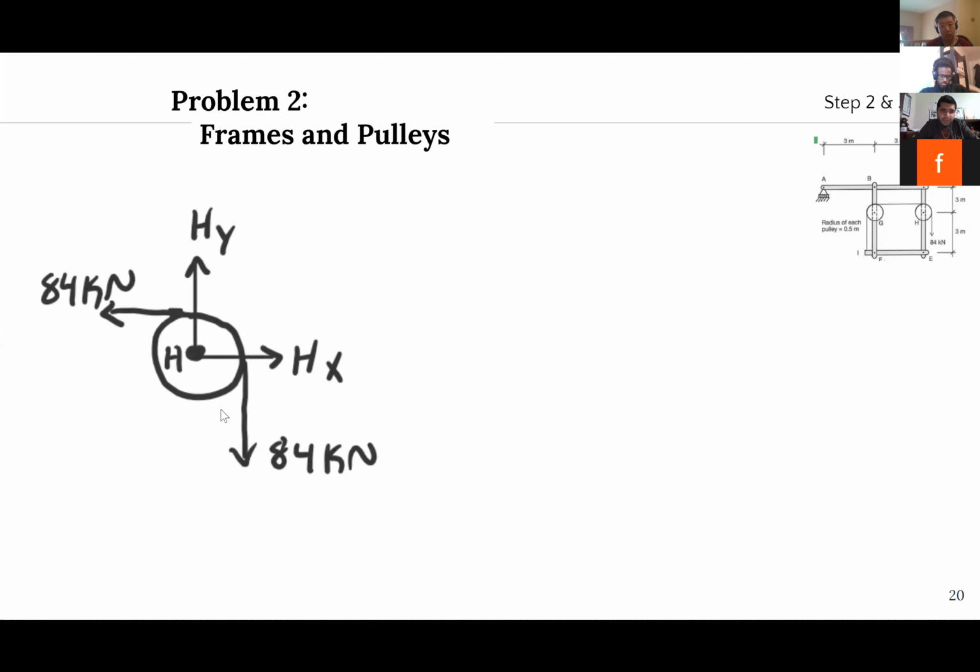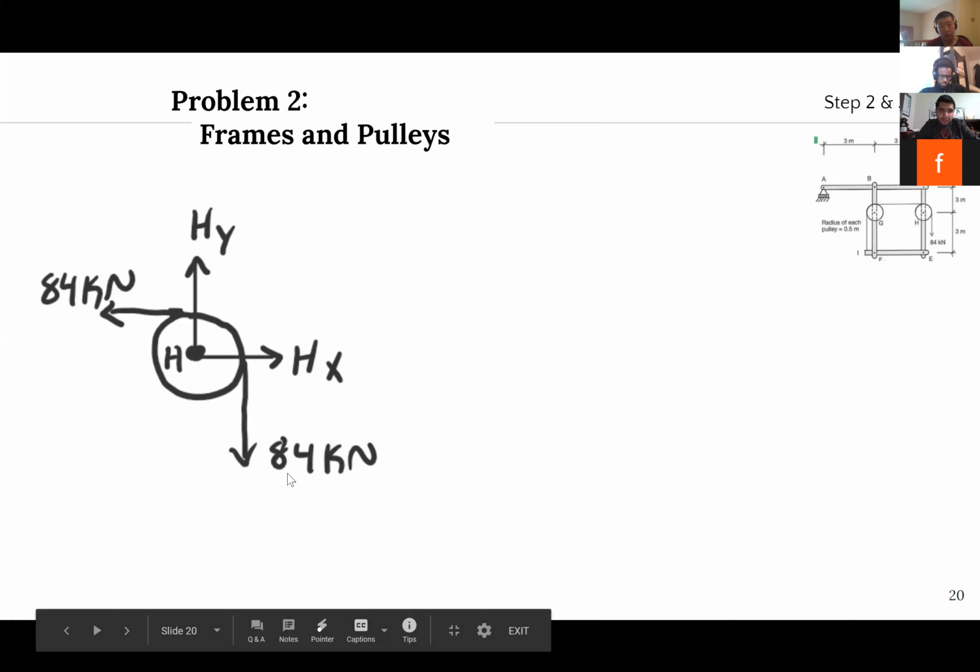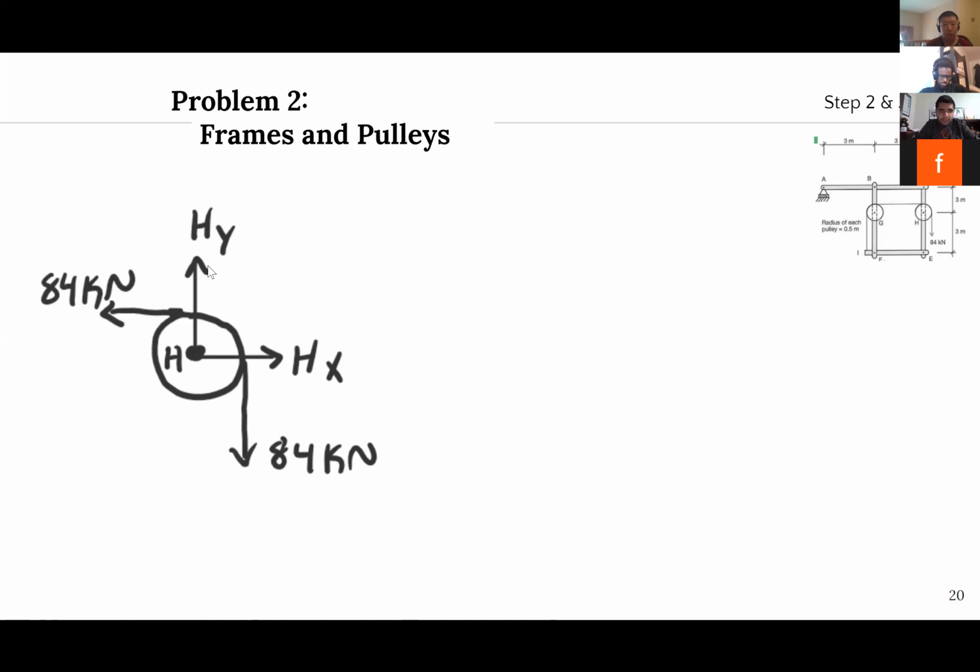So here I just have an image of the pulley. We'll note the tension is continuous throughout. So 84 going down, 84 going to the side, and then we have HY going up and HX, just pointing in opposite directions. Hopefully from this we can all tell that HY equals HX equals 84 kilonewtons. Hopefully this shouldn't be too much of an issue.